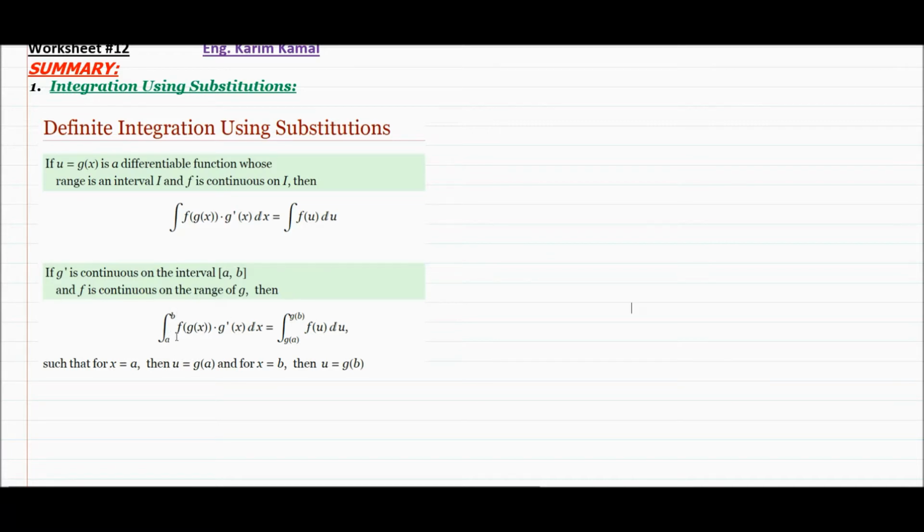If you have limits here, you will evaluate at x equal a, u which equals g of a, and at x equal b, you have to evaluate the second u, which is g of b.